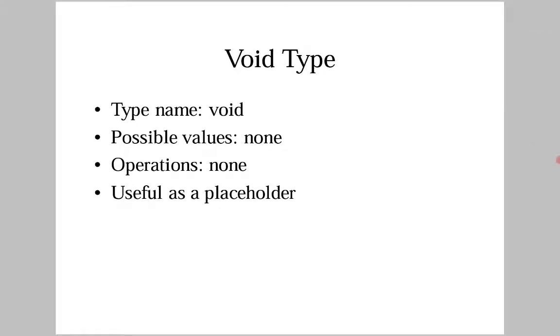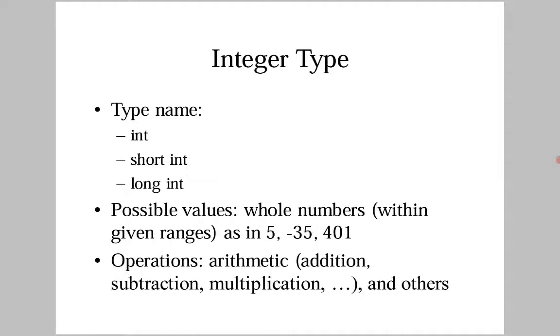So what are the void types? The type name is void. Possible values are none, and operations are none. It is useful as a placeholder.